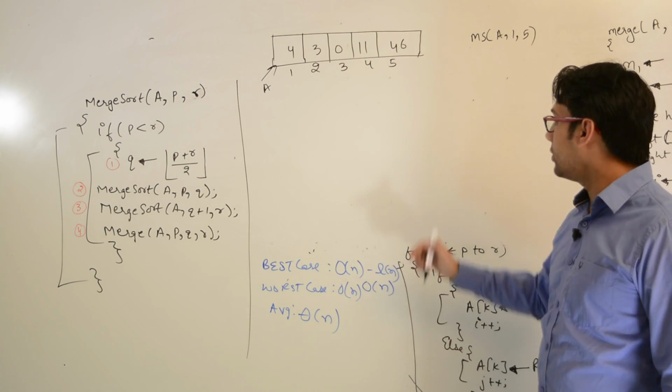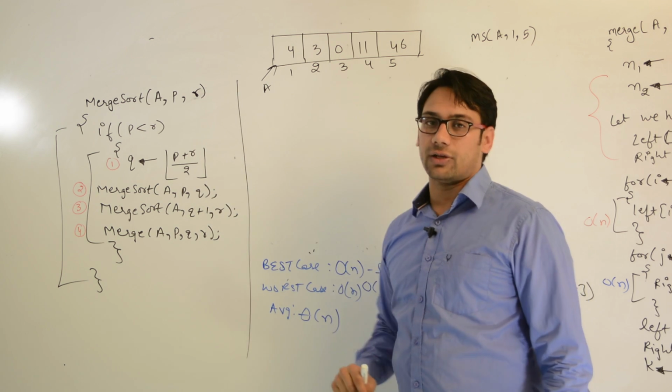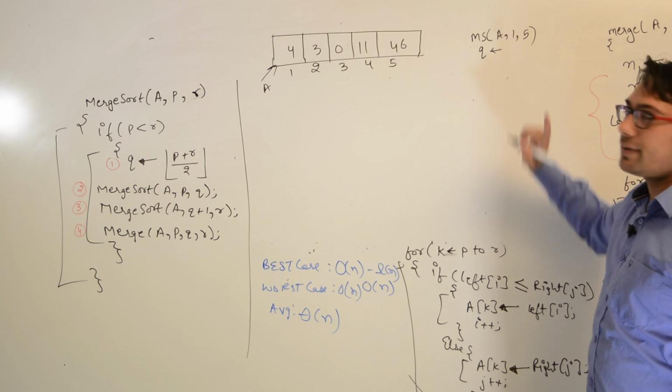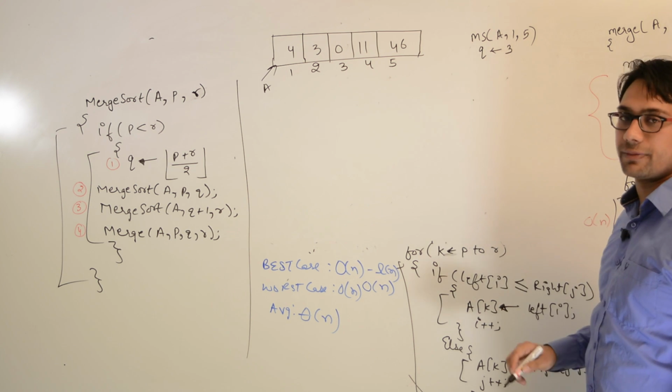Yes, P is less than R. So we are going to make Q equal to floor of (P plus R) by 2. So Q will become (1 plus 5) by 2, so that is 6 by 2, which is 3. So Q will become 3.